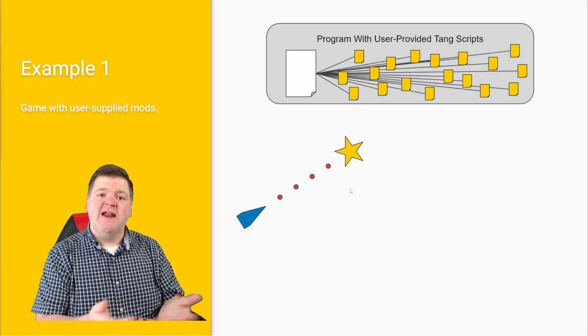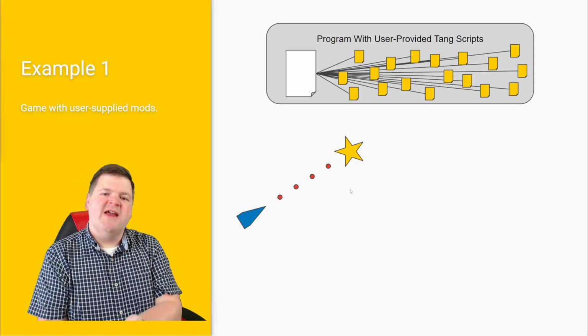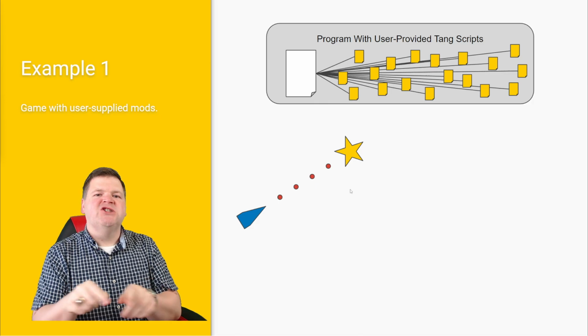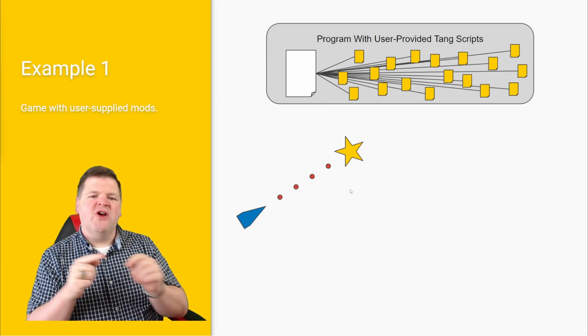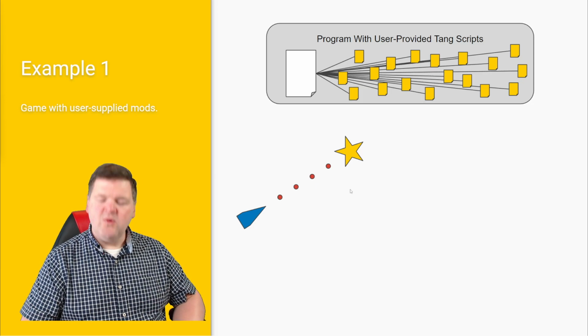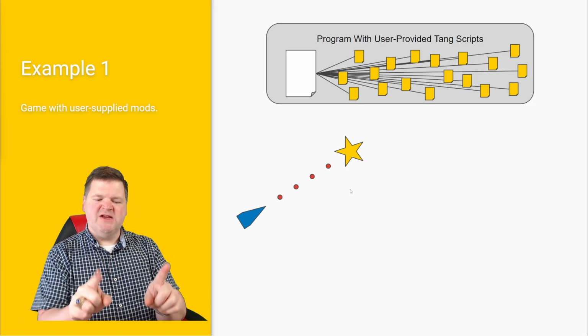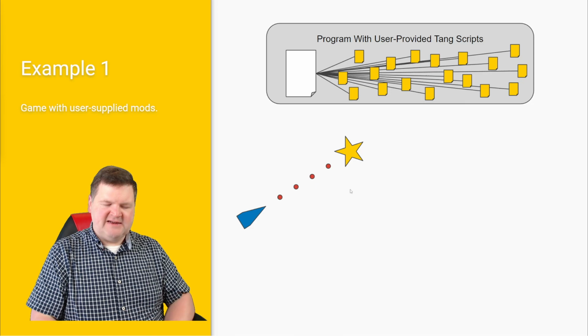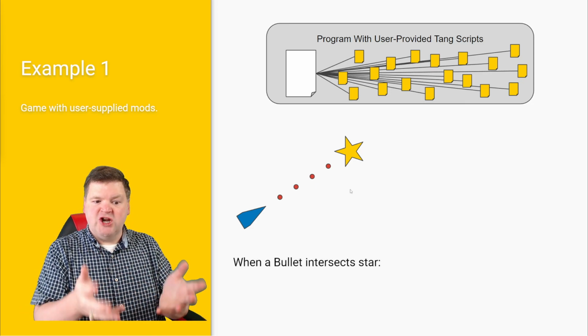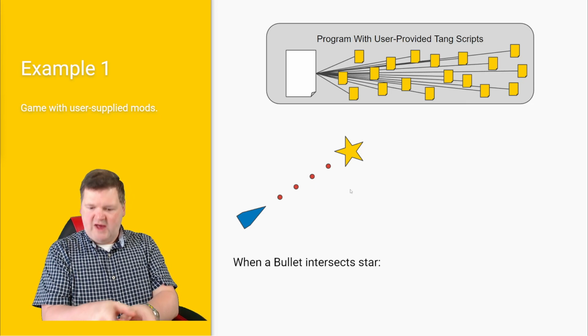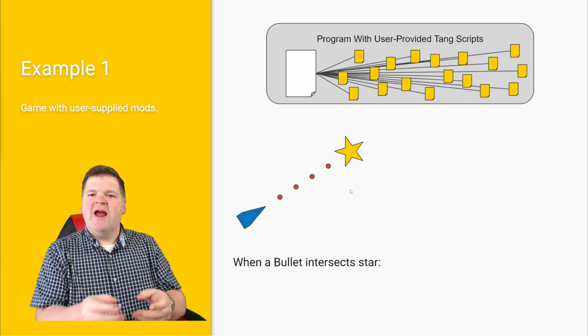But if you say, what happens when a bullet hits a star? And you want to leave that open. And somebody creates a mod, that is, they want to change or modify the behavior of the program. You can say, well, tell you what, if you will provide me a script that says when a bullet interacts with a star, what should I do? You, as the game modder, could then write what should happen.